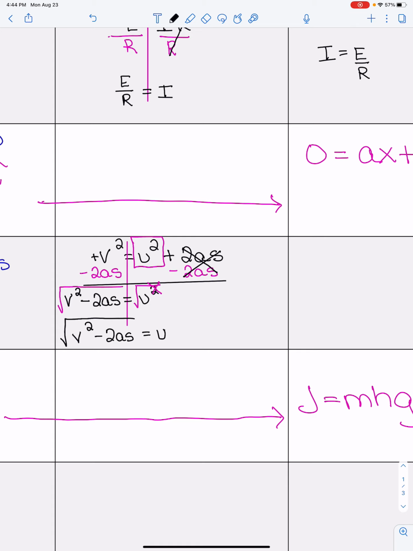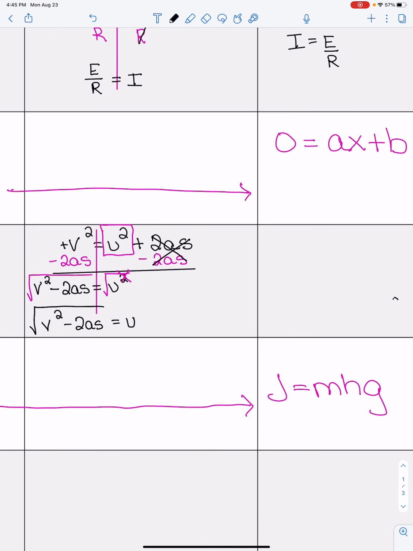Now remember that this square and square root do not cancel out, because I'm not trying to really eliminate anything here. I'm just trying to show the inverse properties all the way through. Okay, so my answer here would be U is equal to the square root of negative 2AS plus V squared, or you could also write it as U equals the square root of V squared minus 2AS. Okay, as long as we notice this V squared is a positive, even if we don't write it there.